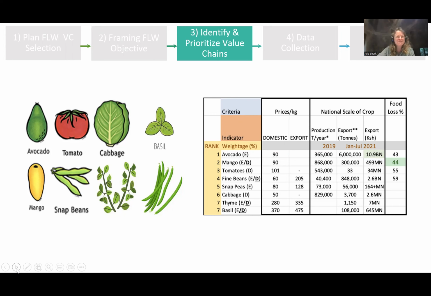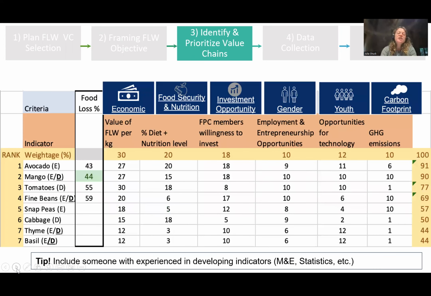Next slide, Jasmine. So I'll go through the top of these boxes. What they chose for their criteria was economic outcomes, food and nutrition security, investment opportunities, gender, youth, and carbon footprint. From there, we started to drill down. And again, these are really aligned with their organization's overarching goals. From there, we discussed what indicators we want to use.